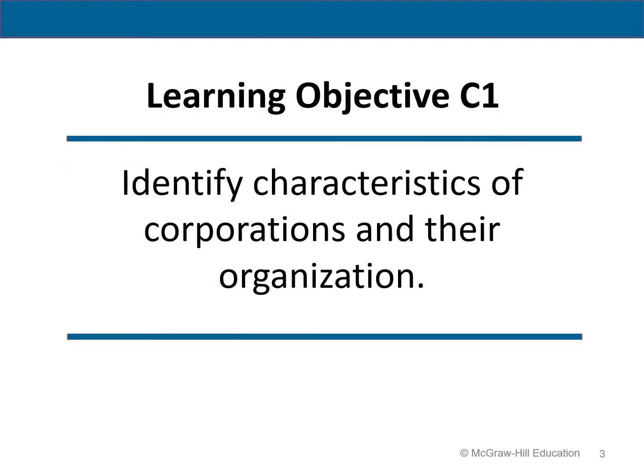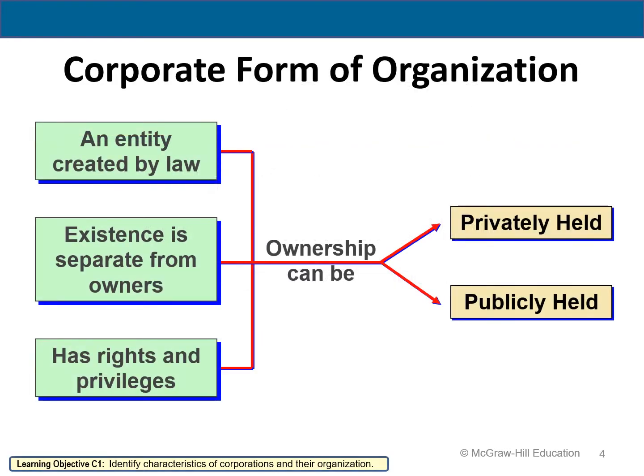All right, so identifying the characteristics of corporations and their organization. A corporation is an entity that's created by law and is separate from its owners. One of the accounting assumptions that we had talked about in Chapter 1 was that the activities of an organization can be tracked separately from that of its owners. So it has most of the rights and privileges granted to individuals.